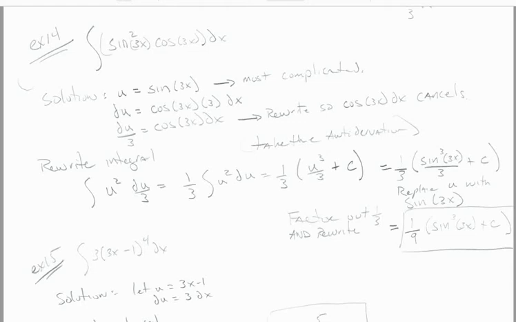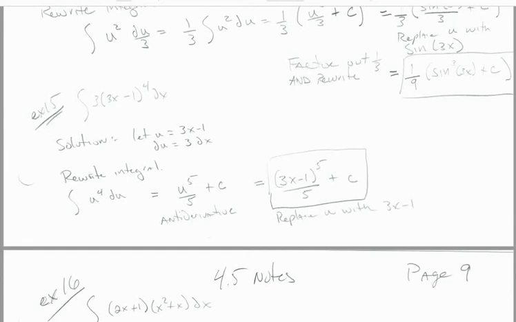Factor out that 1/3. So we're going to have 1/3 the integral of u squared du, which ends up being 1/3 times the antiderivative of u squared, which is u cubed over 3 plus c. Now we substitute our original u back in for the u in this scenario, which is sine of 3x. So we end up getting 1/3 sine cubed of 3x over 3 plus c. We can also factor out that 1/3 that's underneath the sine cubed of 3x. So we end up getting 1/9 times sine cubed of 3x plus c.